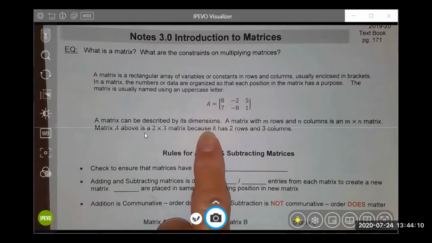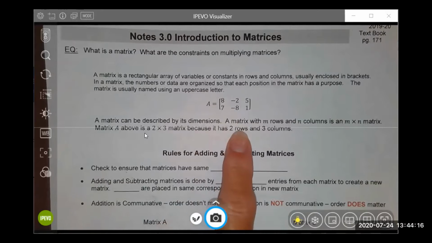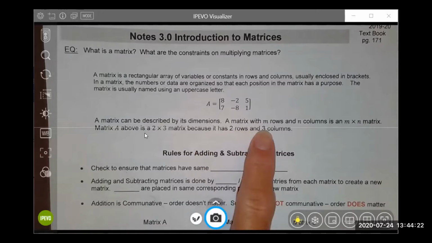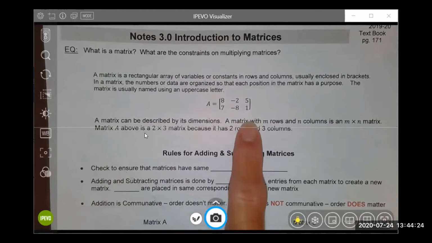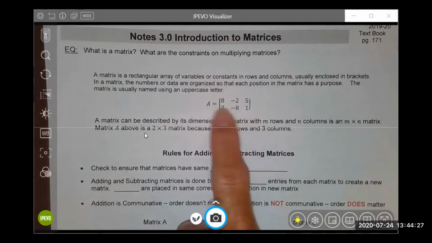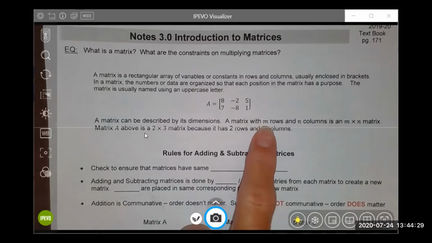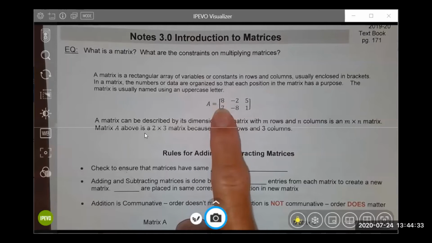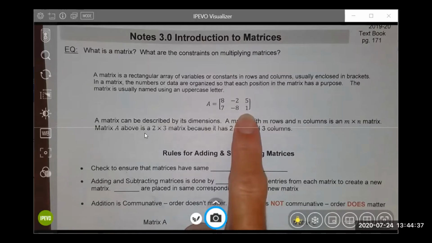So a matrix can be described in lots of different ways. It has dimensions, and dimensions are important. We always talk about it with the number of rows that it has. If you think about a movie theater, if you're walking down towards the front of the screen, here's a row, here's a row. So this matrix has 2 rows, and it has columns. Columns are like the individual aisles, if you will. And this matrix has 3 columns.